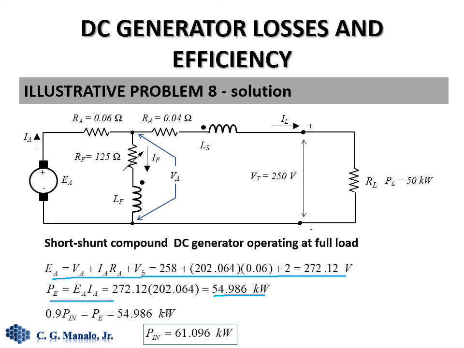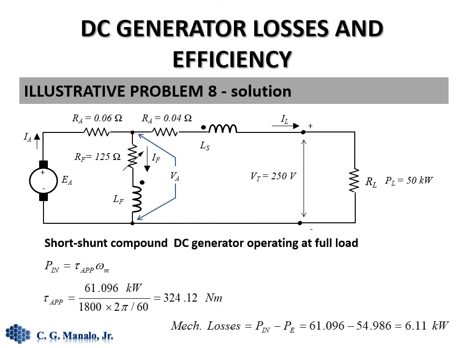Electromagnetic power comes from power in, and because of losses, only 90%. So according to the problem, only 90% of power in is converted to electromagnetic power. From this relation, we can compute for P sub in, and that will give us 61 kilowatts. Now that we have P sub in, we can compute for the applied torque because we are given its mechanical speed. So we will obtain an applied torque on the shaft equal to this result.